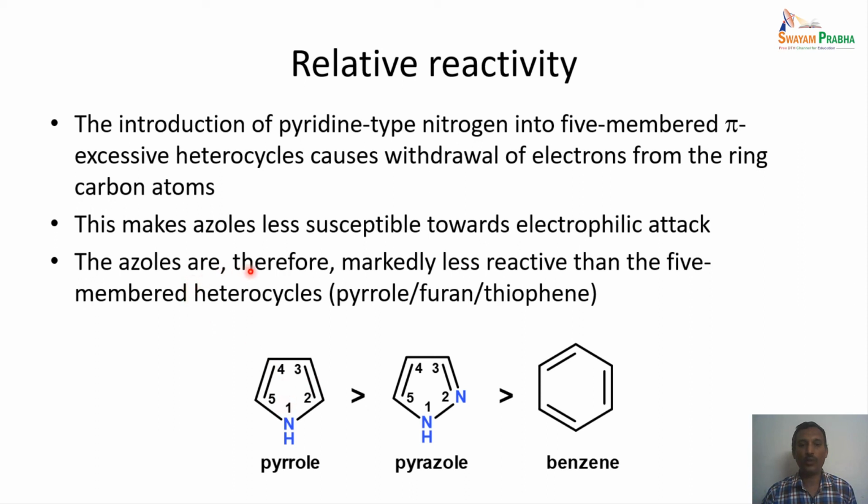And the azoles, we can say, are much less reactive than pyrrole, furan or thiophene, because in those cases they are highly reactive towards electrophiles, whereas pyrazole is less reactive. But pyrazole is somewhat more reactive than benzene itself. So if we compare the electrophilic reactivity of these three compounds, benzene is least reactive, followed by pyrazole, then pyrrole is highly reactive towards electrophiles.